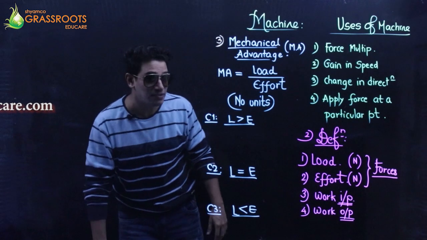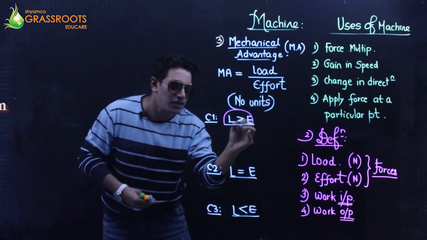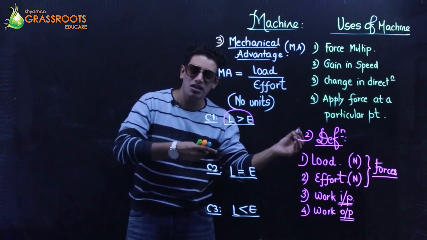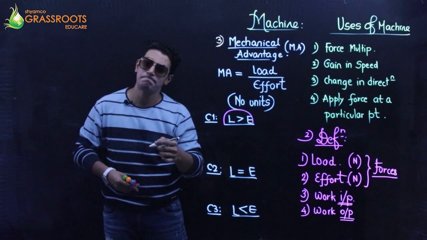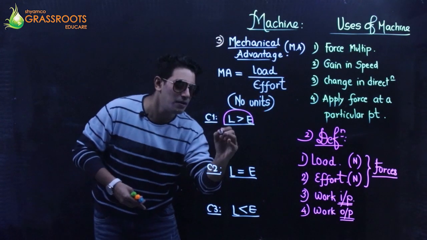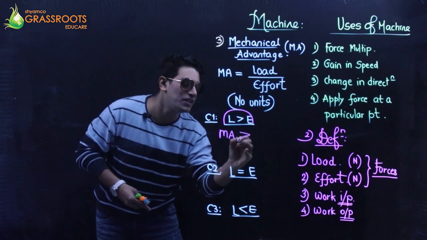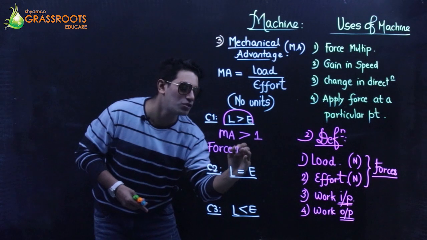That means if load is more than effort, we are going to use such a machine which acts like a force multiplier. And obviously, if load is more, effort is less, mechanical advantage is going to be greater than 1, and such a machine acts as a force multiplier.